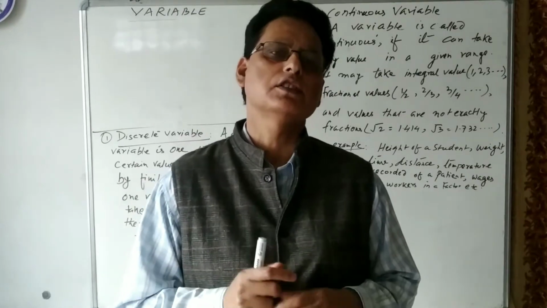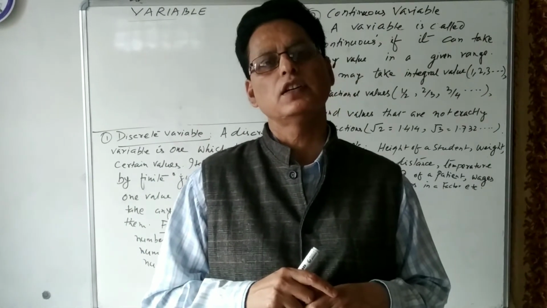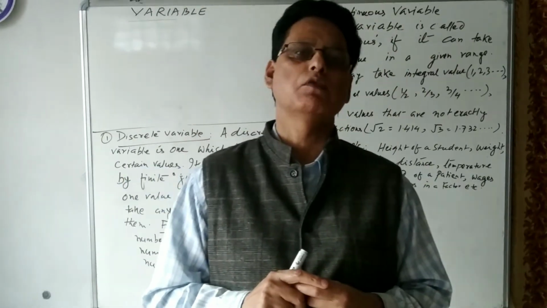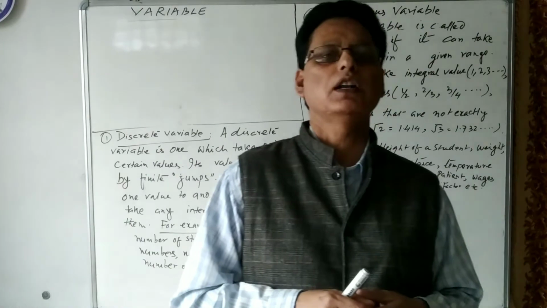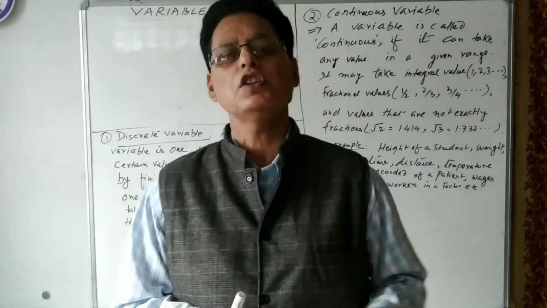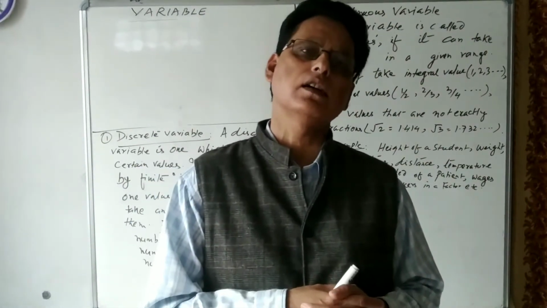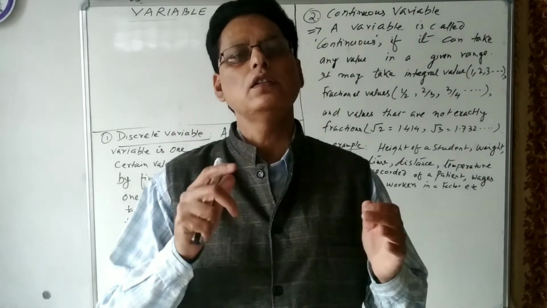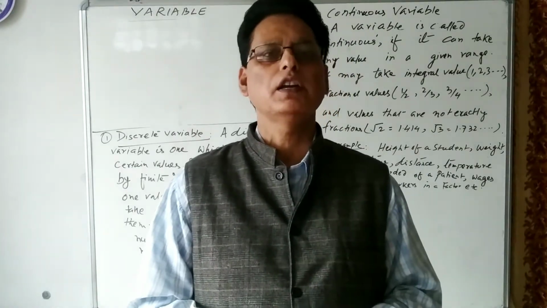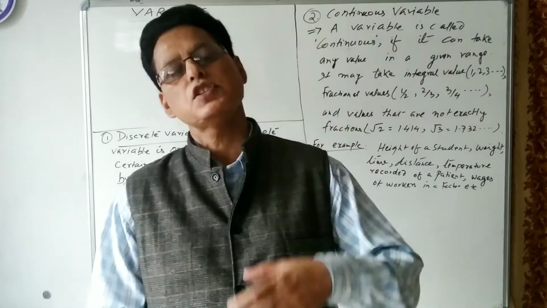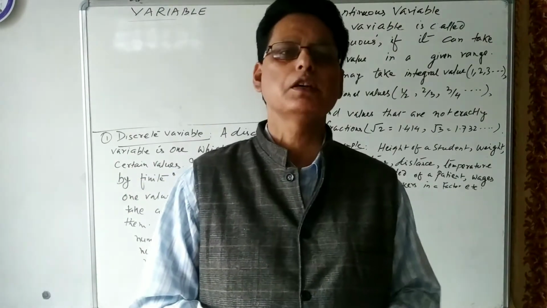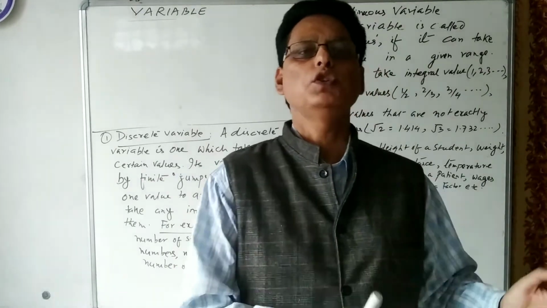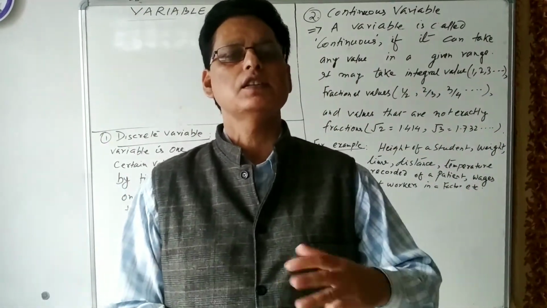So the question arises, what is the meaning of variables and what are the different types of variables? There are two types of variable. One is called the discrete variable. Another one is called the continuous variable. Discrete variables are variables which can be measured in terms of whole numbers, that means their value jumps from one to another. So that is a discrete variable.